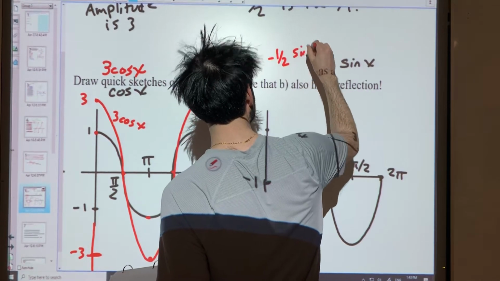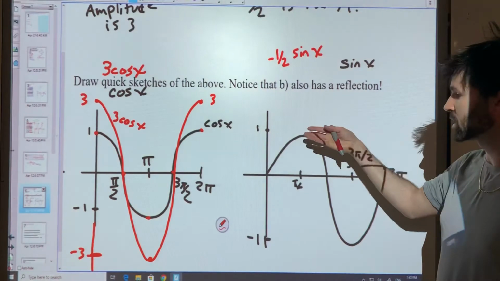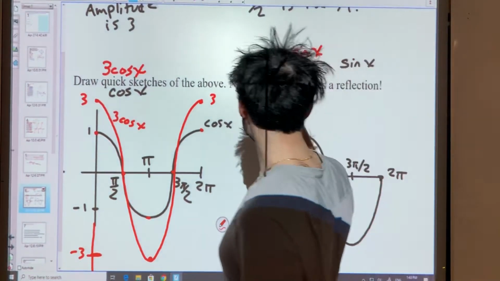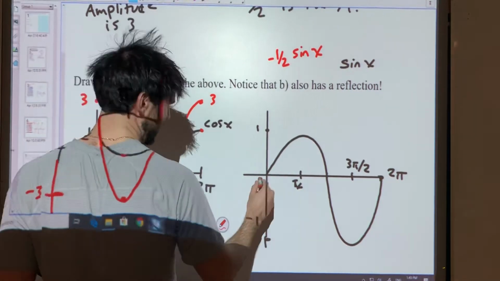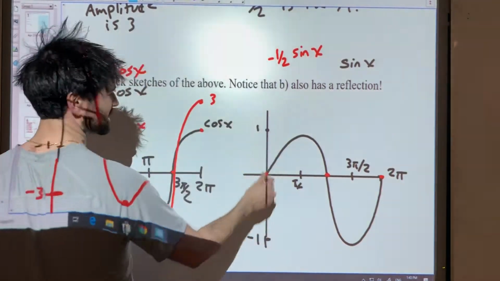So now we're going to be sketching -1/2 sine x. We know from transformations that when you have a negative out in front of the function, it's going to reflect, and then we're multiplying the y values by 1/2. So we're essentially multiplying by -1/2. So these points at 0 are going to stay there, right? 0 times anything is still 0.